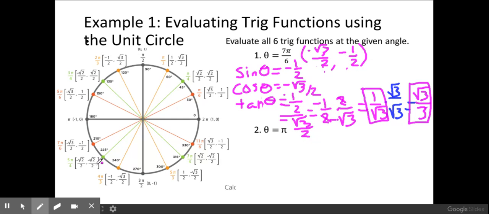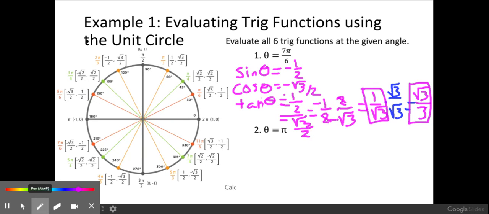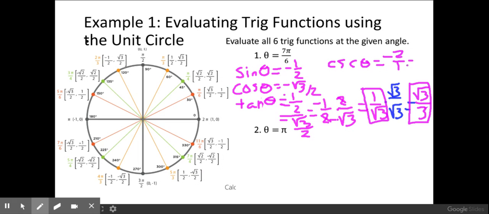So now I'm going to go through and write my reciprocal functions. I'm going to erase a couple things so that I'm able to do this with some space. So if I want to now find cosecant of theta, and I always like to set it up like this with whatever is the reciprocal right next to it. So sine is negative 1/2. Cosecant is negative 2 over 1, which equals negative 2.